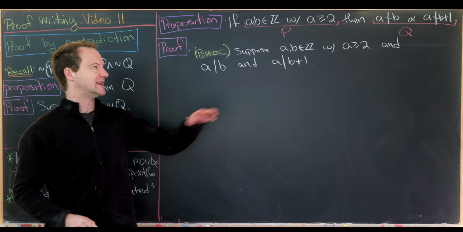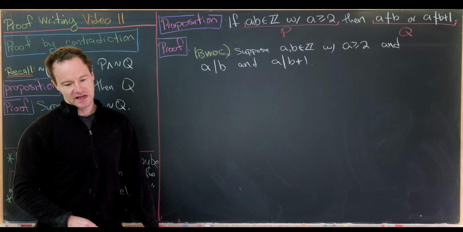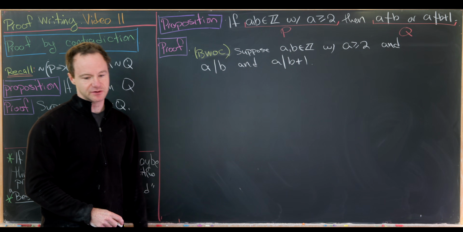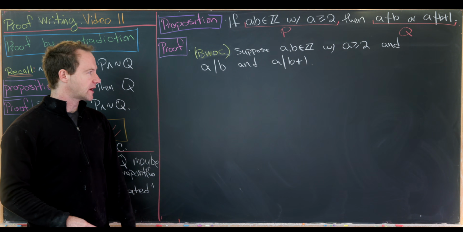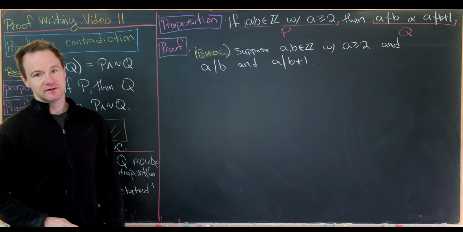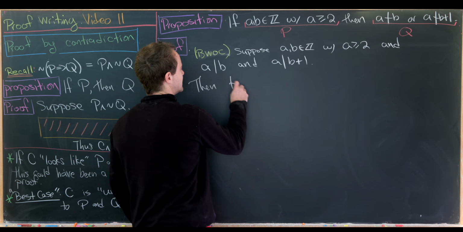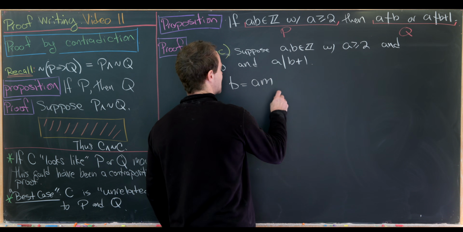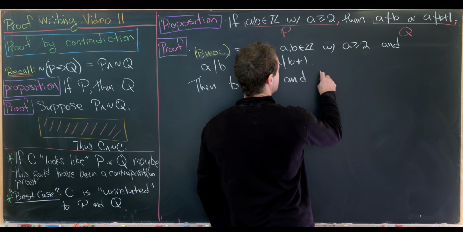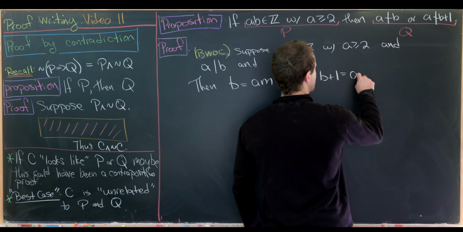Let's recall that when negating Q, which is an OR statement, that's going to turn the OR statement into an AND statement. Okay, so now let's use the definition of divisibility to rewrite this a little bit. Thus, we have B is equal to A times M, and B plus 1 is equal to A times N.